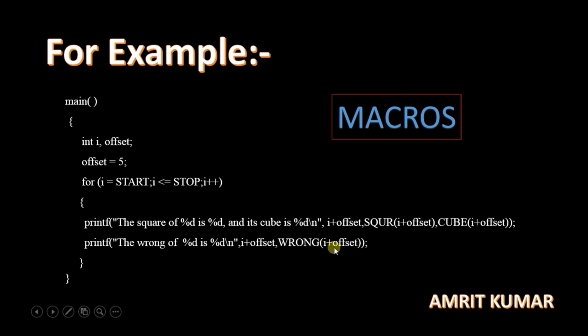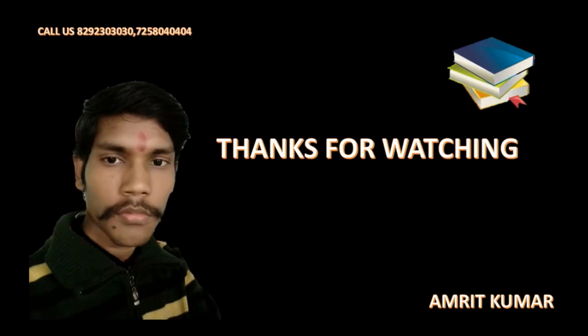So i is 6, and the wrong cube of 6 is going to be 36 into 6. That is going to be displayed here, and it will keep displaying until the condition is over. So this is the main working of the macro in C language. This was all about macros in C language. Thanks for watching.